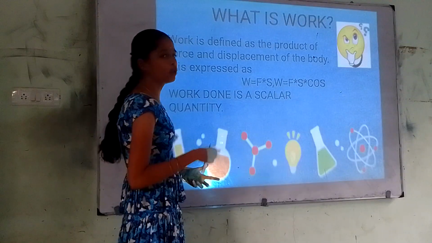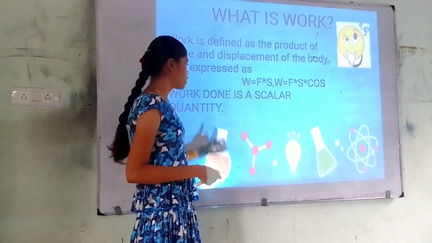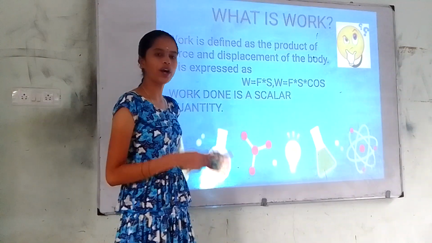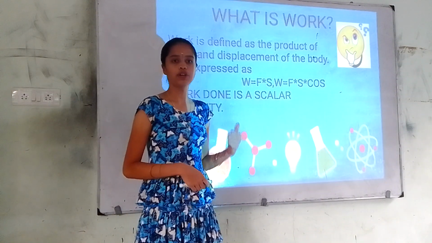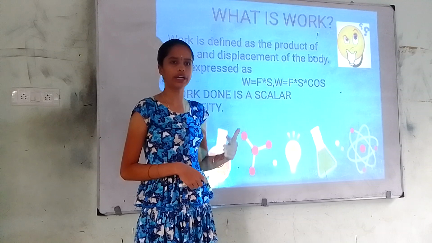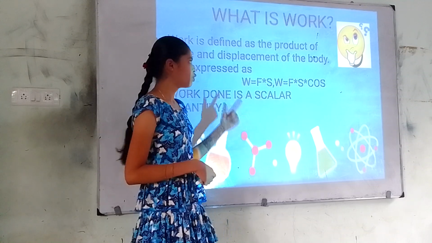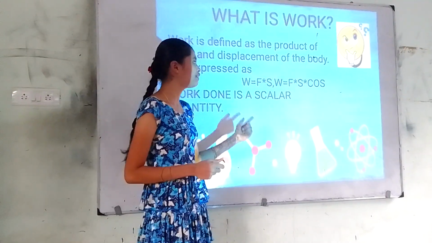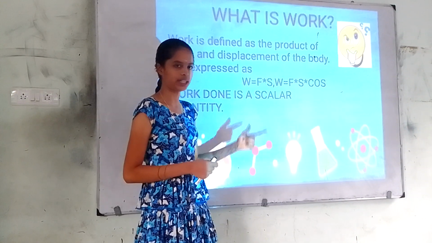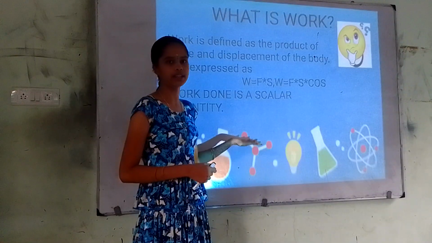Now let's see which type of quantity work done is. Work done is a scalar quantity. Why is it so? Because if we multiply vector with vector in this way, we get a scalar quantity. Force is a vector quantity and displacement is also a vector quantity. So the work done will be a scalar quantity.